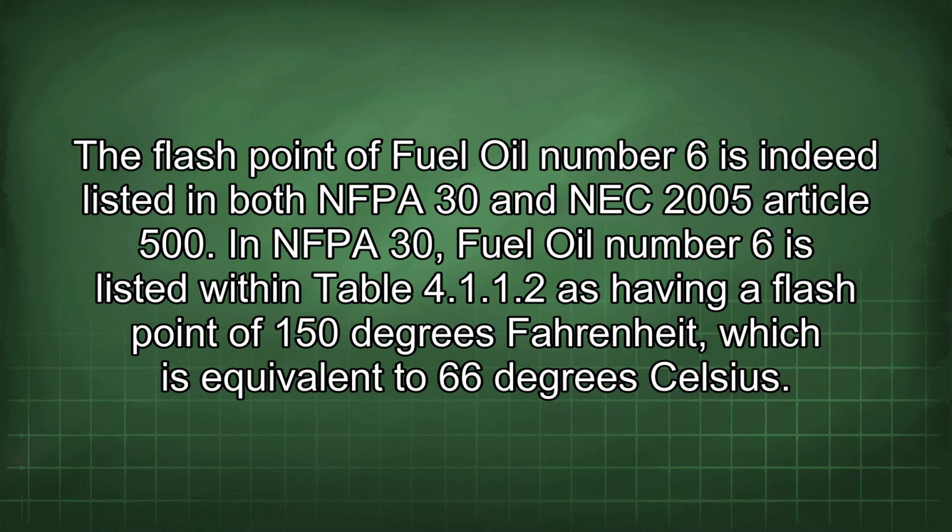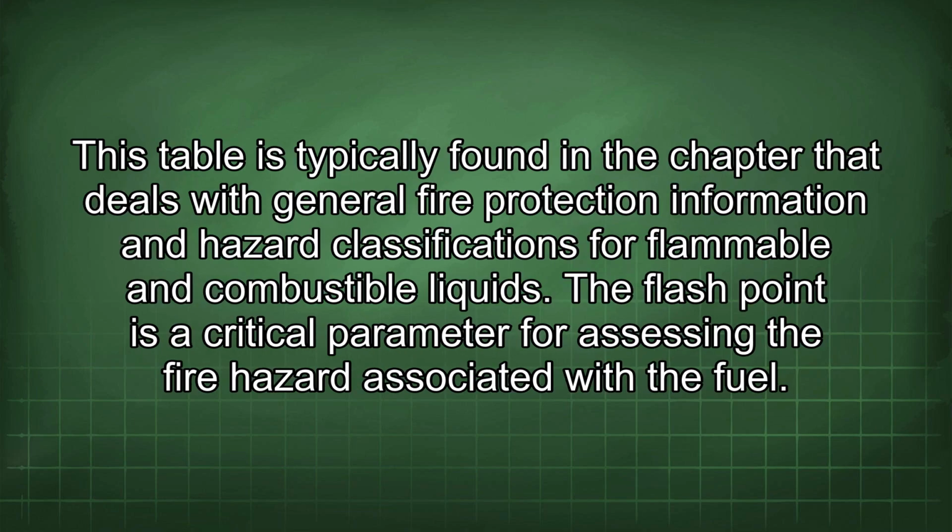Flash point of fuel oil number 6 is indeed listed in both NFPA 30 and NEC 2005 Article 500. In NFPA 30, fuel oil number 6 is listed within Table 4.1.1.2 as having a flash point of 150 degrees Fahrenheit, which is equivalent to 66 degrees Celsius. This table is typically found in the chapter that deals with general fire protection information and hazard classifications for flammable and combustible liquids. The flash point is a critical parameter for assessing the fire hazard associated with the fuel.